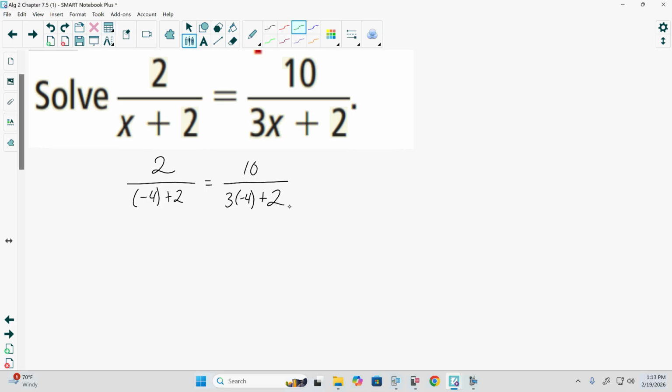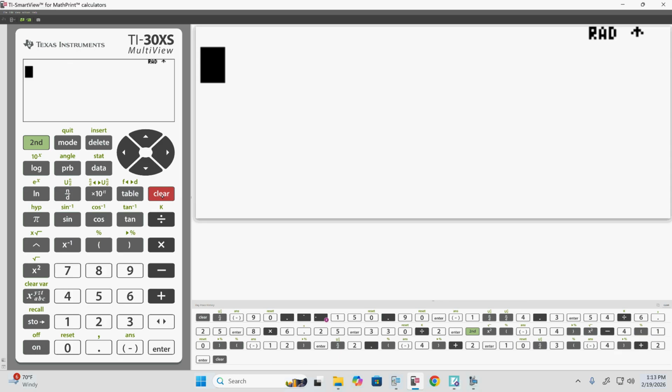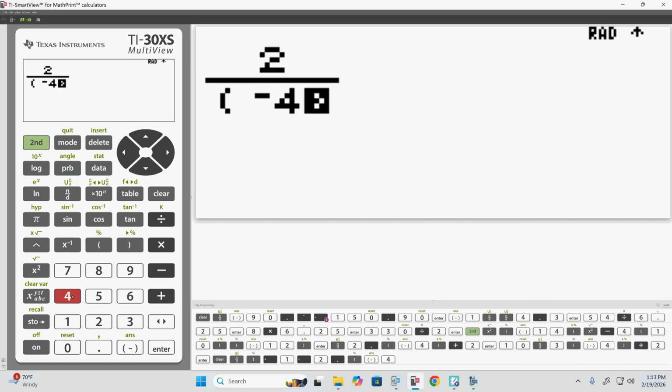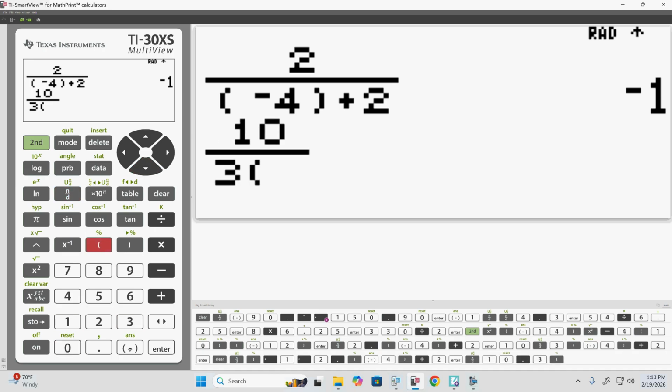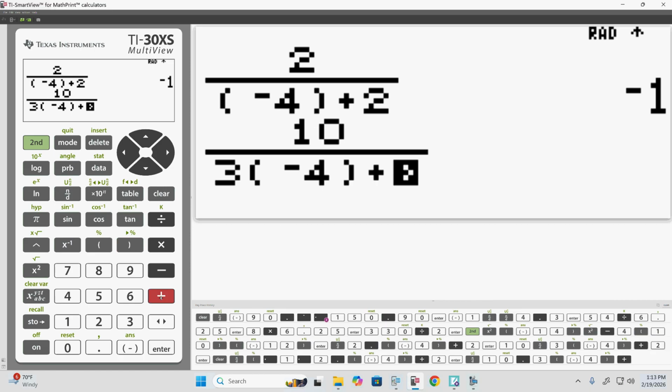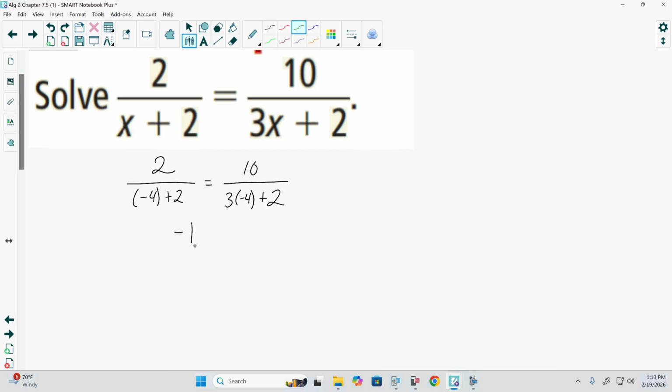Now, in the first problem, we just kind of simplified it by hand. For this one here, I'm going to plug it into the calculator. So we have it'd be 2 over negative 4 plus 2. And we get negative 1. Our other side, we have 10 over 3 times x, so 3 times negative 4, plus 2 is also negative 1, telling us that negative 1 is indeed equal to negative 1. Both sides are the same value, telling us that that is the solution.